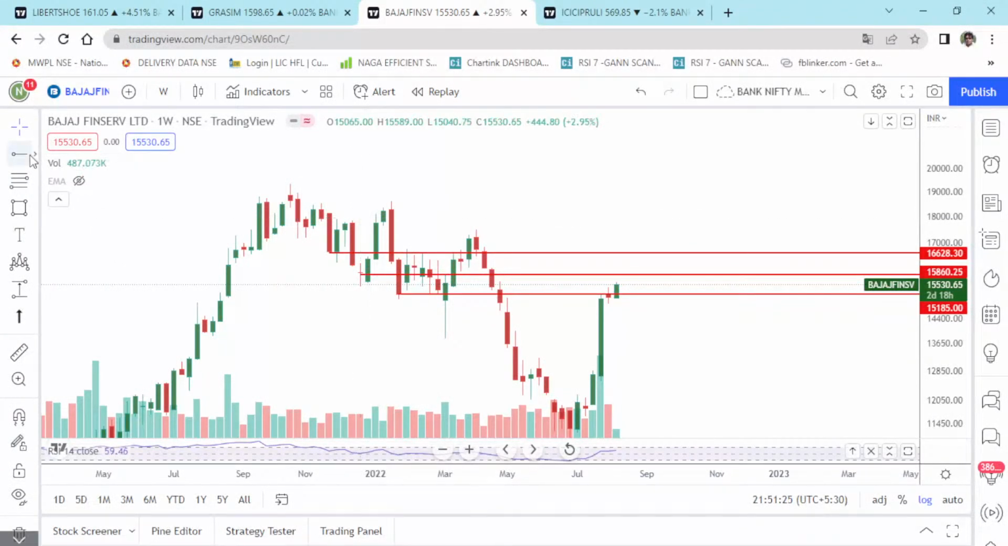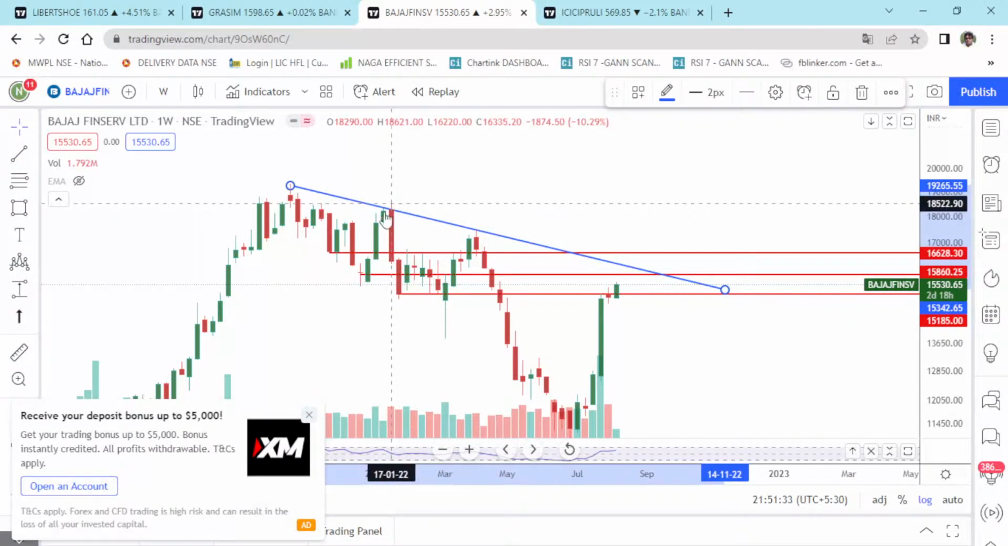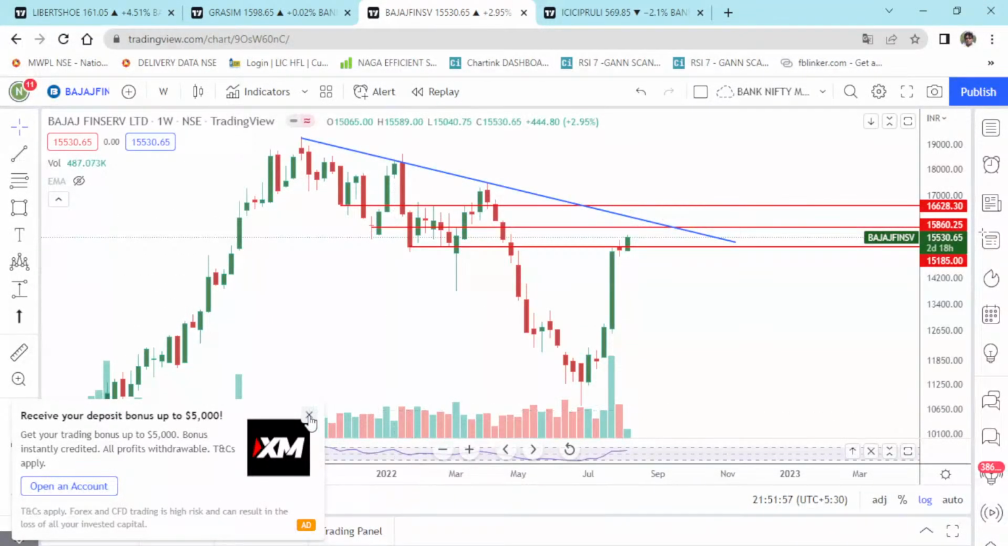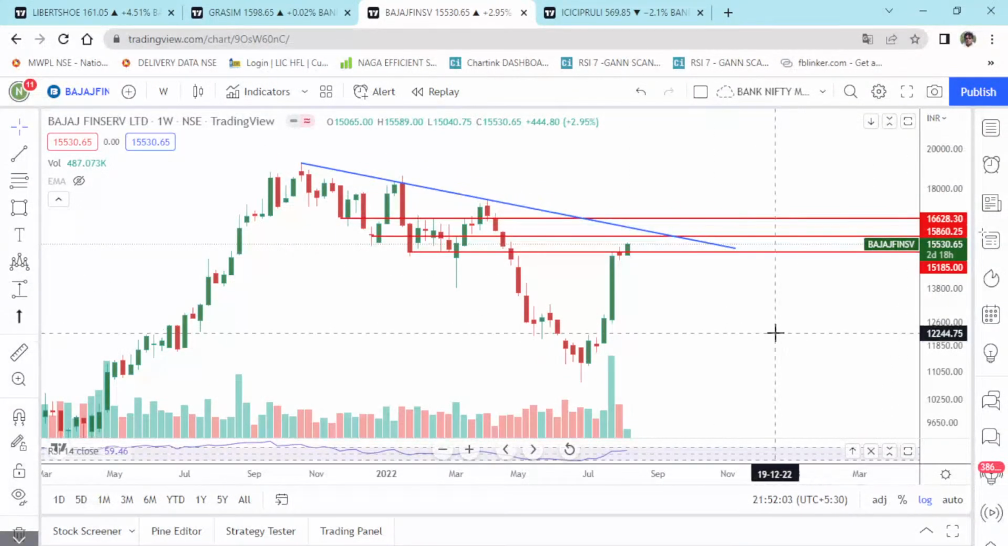Here also there is a descending trend line pattern. I have not considered this top, I have considered this one. Reason being, this top formed before this, so I have considered this one, and I have marked this top, this top, this top, which exactly matched. So the next potential top can be around this level, which is coming around 16,100 level. So it can go beyond that. Sorry, it can go till that. Till that, Bajaj Finserv can give a bullish move.